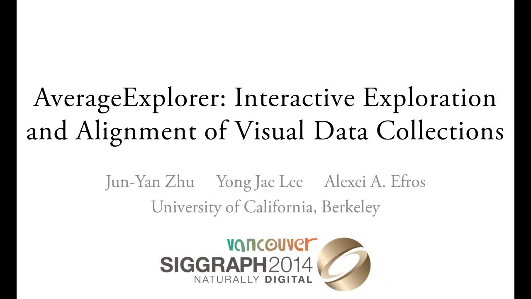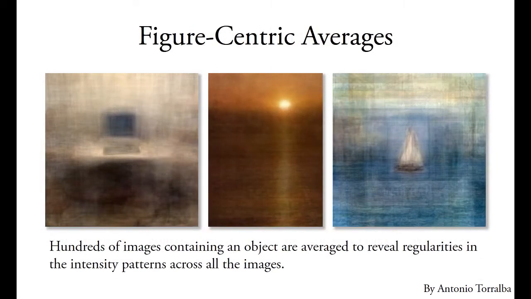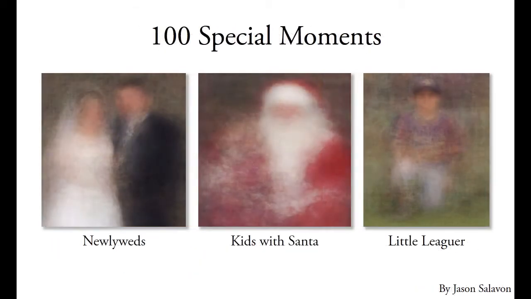We present a system that allows the user to interactively explore and visualize big visual data. The main inspiration of our work is the recent surge in the use of data analytics and visualization techniques in contemporary art. In particular, the simple technique of image averaging has been used extensively by several well-known visual media artists. For example, Jason Salavon created beautiful average images of special moments by manually aligning and averaging 100 images handpicked from the internet. But creating these averages requires a lot of time and manual effort.